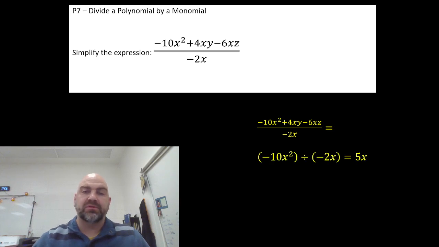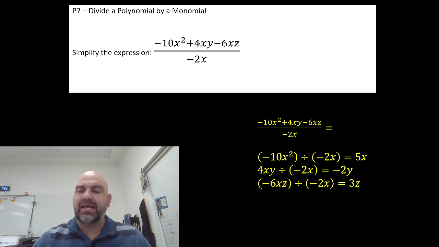So the first one becomes 5x. Then we get -2y, right? We just took out one x. And then we get 3z. So we have 5x minus 2y plus 3z, and that's our answer. I hope you got that one.